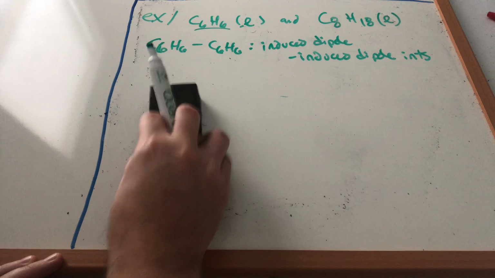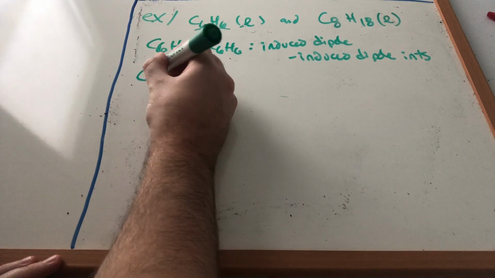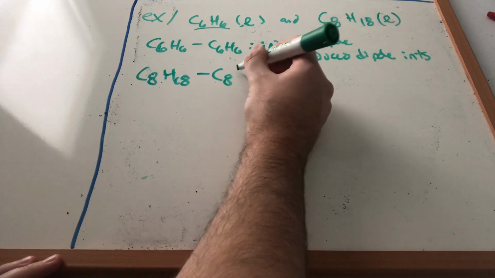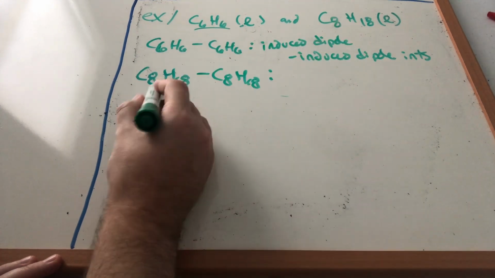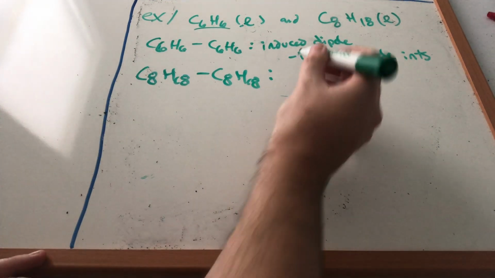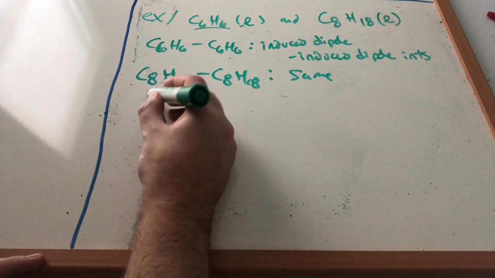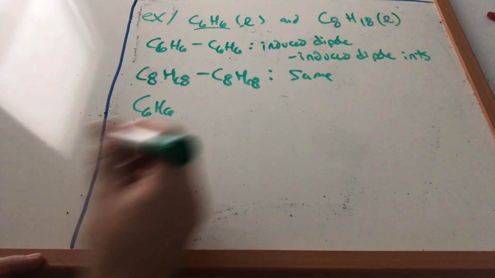How does a C8H18, which again just contains carbons and hydrogens, so is definitely going to be something that's non-polar, interact? When this bumps into itself in your mixture, what do you see? You see the same interactions, induced dipole. Wait, C6H6 is nonpolar.